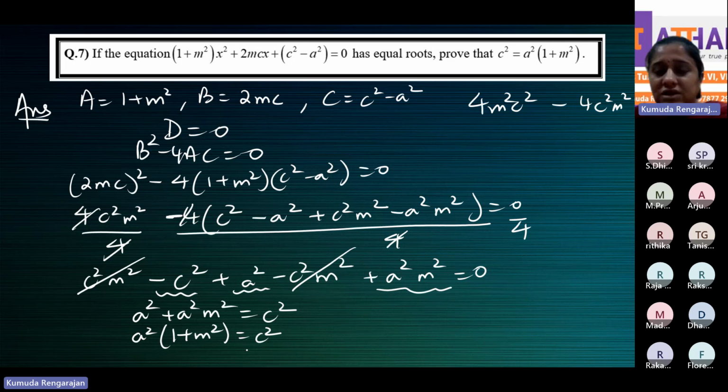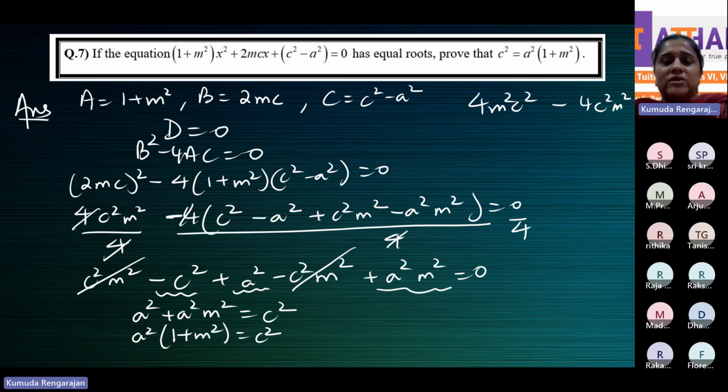Look at the result to be proved above: C square is equal to A square into 1 plus M square. We got that. So in all these questions, children, we were given a quadratic equation. In all these questions we saw so far, we were given a quadratic equation, and for the quadratic equation, it's given that the roots are equal. The equation has roots and the roots are equal.